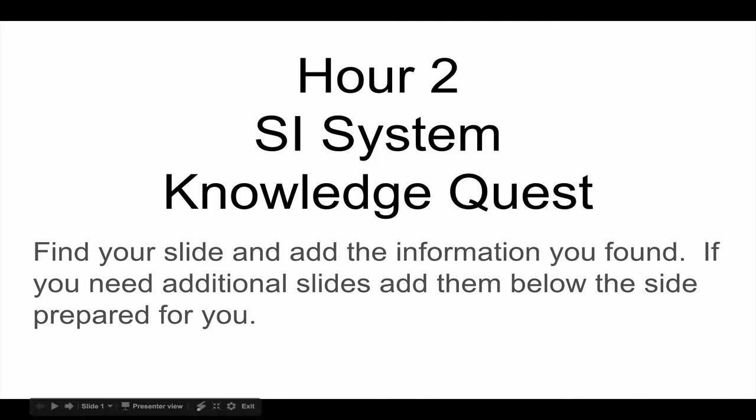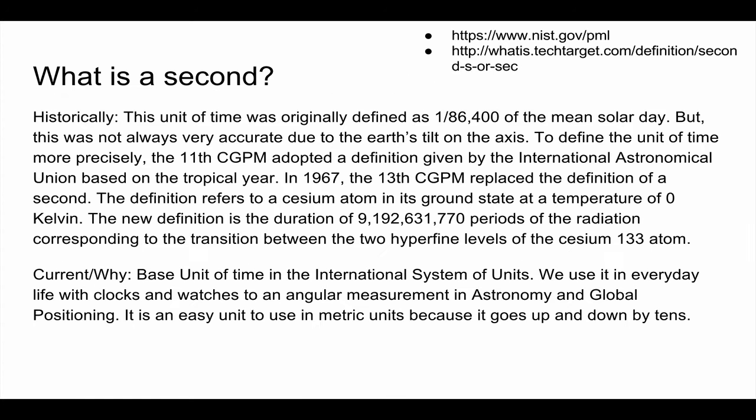Okay guys, in this video I'm going to give you a real quick review of what we talked about with the SI system historical information. Remember the second? Okay, so key pieces of seconds: the original definition was about our solar day, and the new and current definition now relates back to the radiation of cesium-133, or basically how fast that isotope radiates.